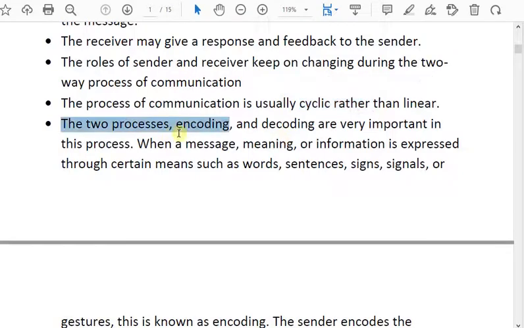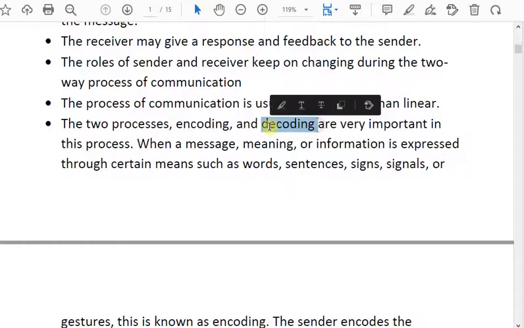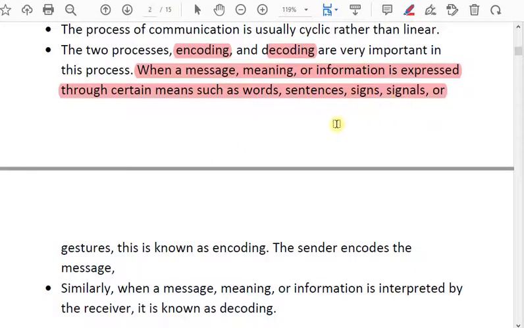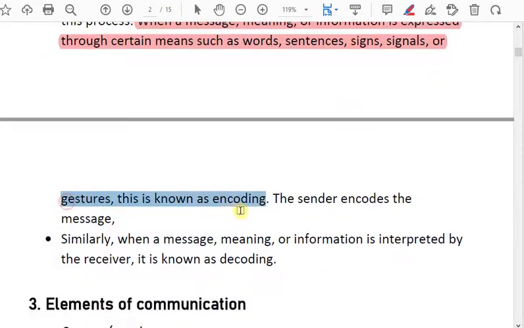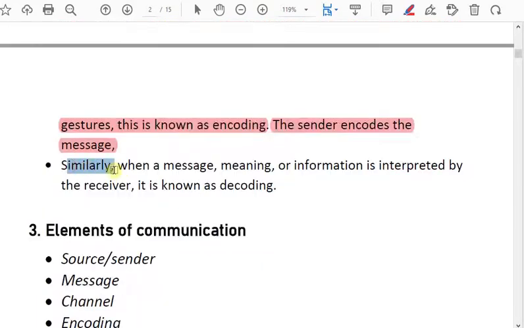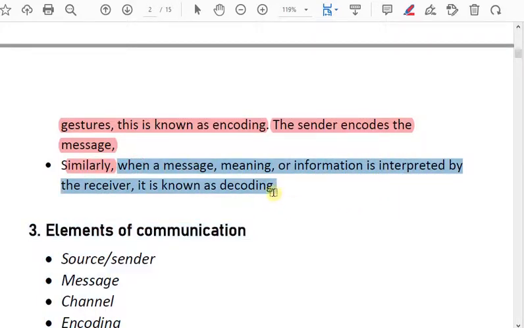Okay, two processes, encoding and decoding, are very important in communication. So encoding and decoding. What is encoding and what is decoding? Encoding and decoding are very important in this process. When a message, meaning, or information is expressed through certain means such as words, sentences, signs, signals, or gestures, this is known as encoding. Okay, so the sender encodes the message. Similarly, about decoding, when a message, meaning, or information is interpreted by the receiver, it is known as decoding.